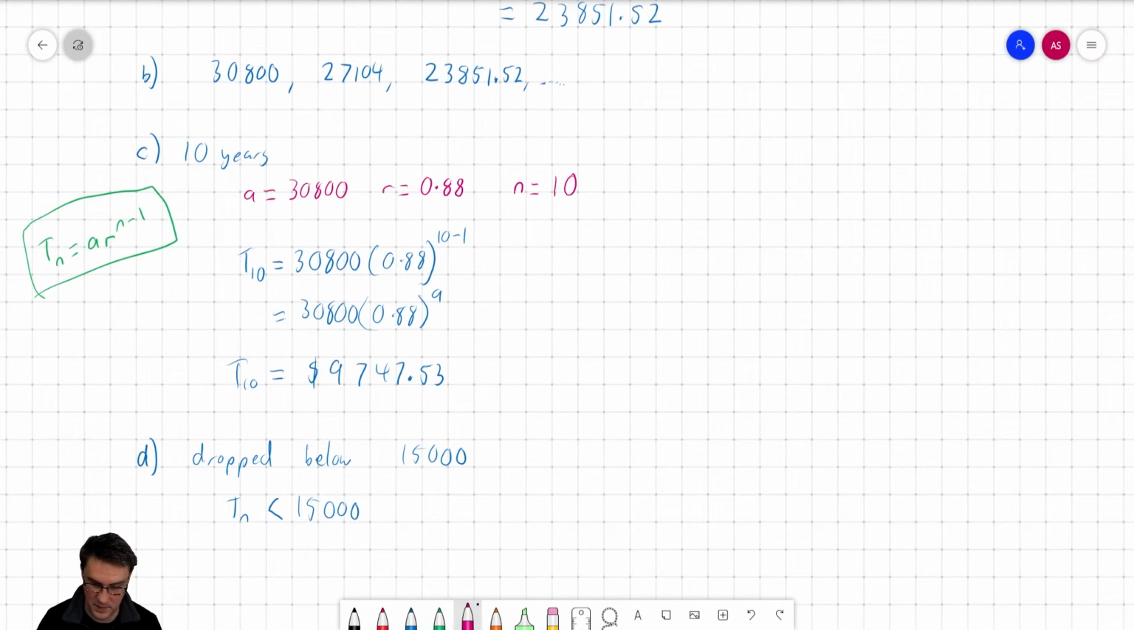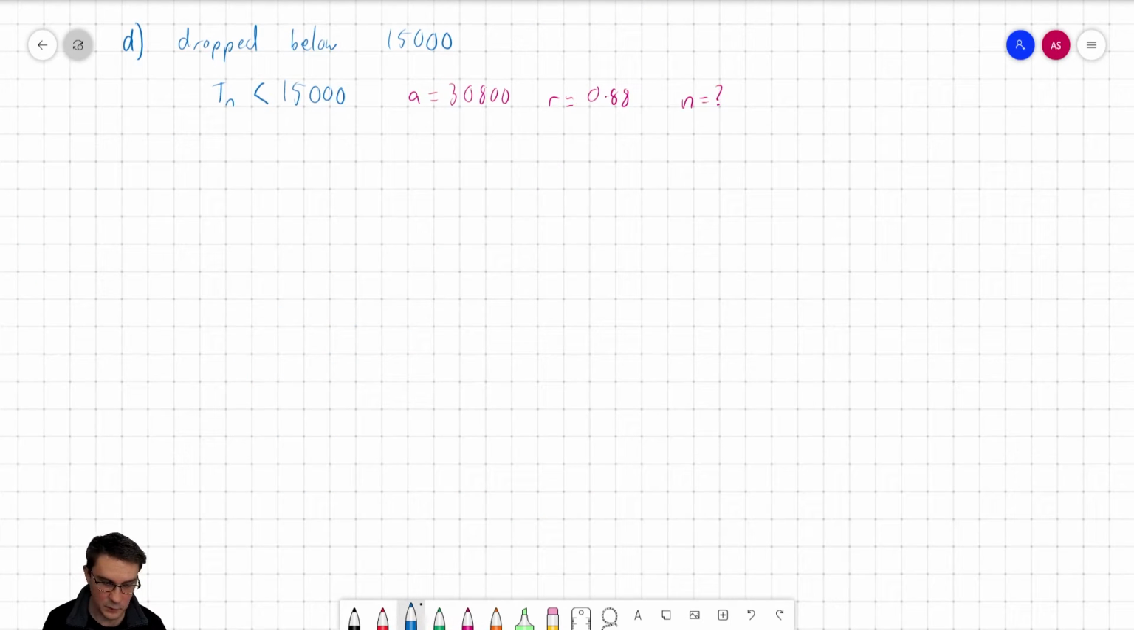Now we've got other information already from the previous questions. We know our A is 30,800. We know our R is 0.88. Now in this case here, the n is an unknown. That's what we've got to calculate, and that's what we're going to be working through in this aspect.